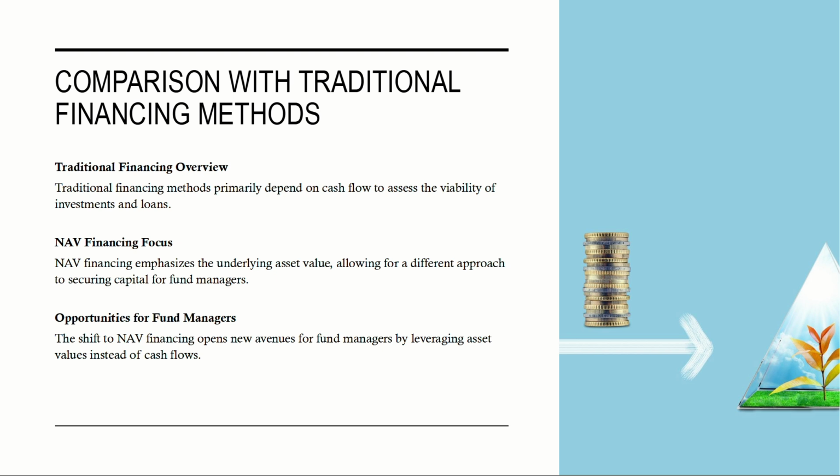Comparison with traditional financing methods. Traditional financing overview. Traditional financing methods primarily depend on cash flow to assess the viability of investments and loans. NAV financing focus. NAV financing emphasizes the underlying asset value, allowing for a different approach to securing capital for fund managers. Opportunities for fund managers. The shift to NAV financing opens new avenues for fund managers by leveraging asset values instead of cash flows.